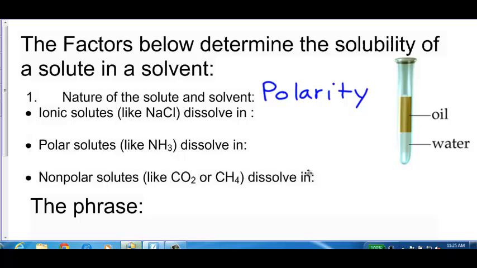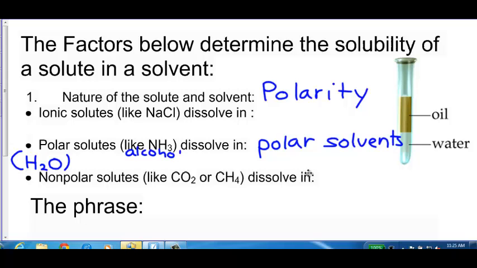And what we learned is that polar solutes, like NH3, dissolve in, I'm on the second dot now, polar solvents. Can you think of any polar solvents? Probably the most common solvent that you know, right, is polar water. Water is a polar solvent. If it's polar, it has partial charges, and it's able to pull away the partial charges on the polar solute. So polar things like NH3, or even remember our alcohol, those dissolved in water because water is polar.